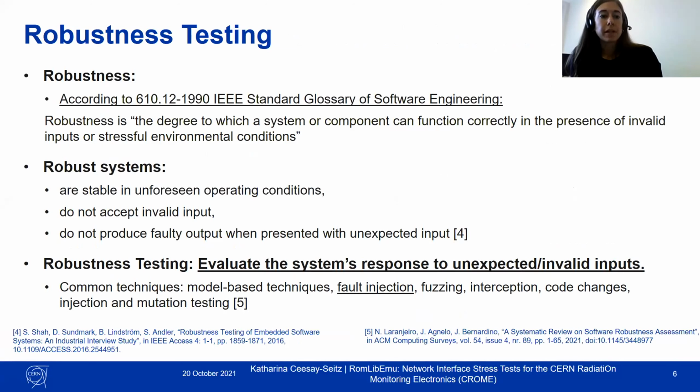Robustness is defined as the degree to which a system or component can function correctly in the presence of invalid inputs or stressful environmental conditions. A robust system would always behave properly as expected, even in unforeseen operating conditions. It doesn't accept invalid inputs, and it also never produces faulty output when presented with unexpected input. And robustness testing aims at evaluating exactly this, at evaluating the response of a system to unexpected inputs. There are many different techniques that can be used, and what we use with our tool is fault injection on the network protocol layer.